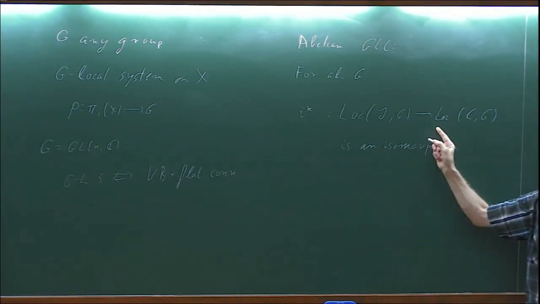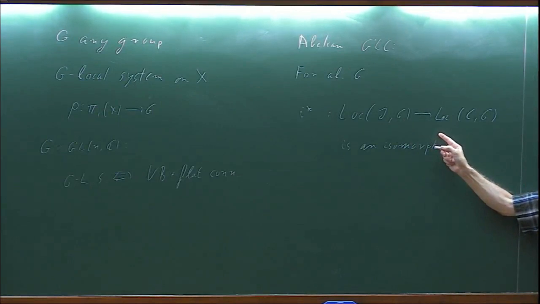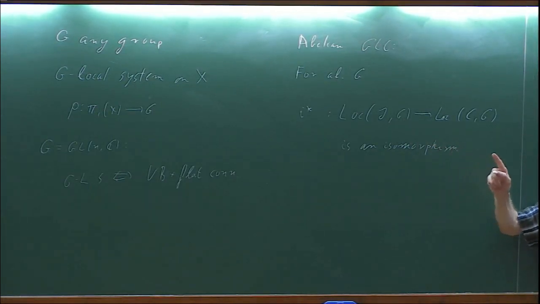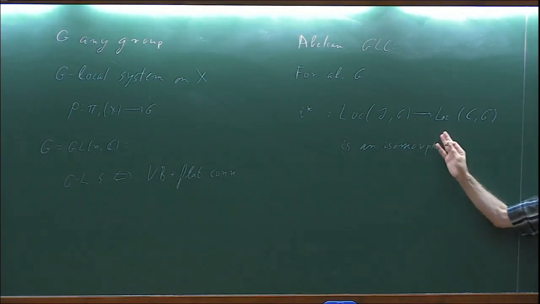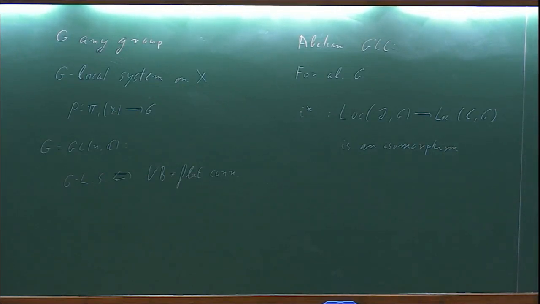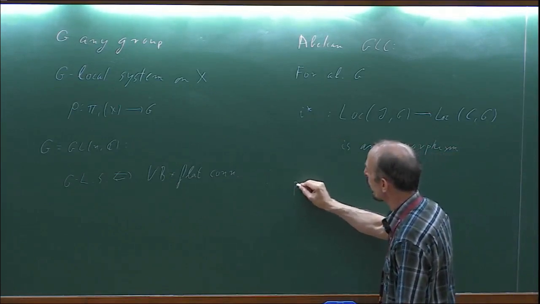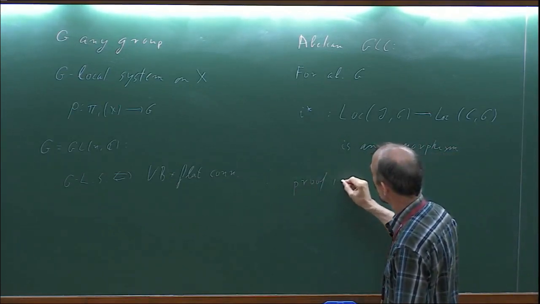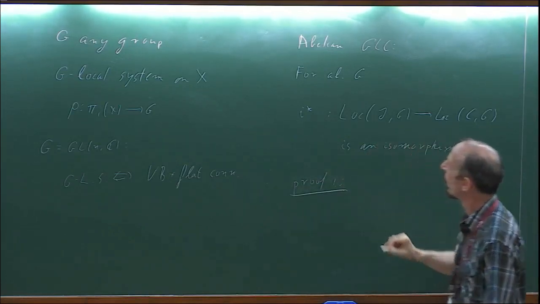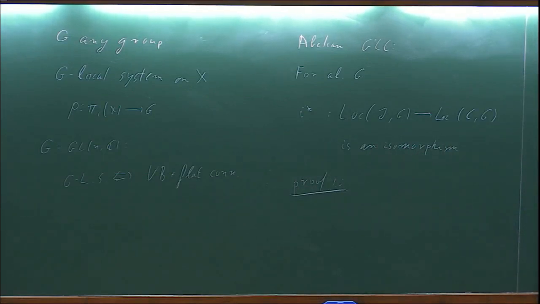So at the moment, I'm thinking of these just as sets, but you can make them into, well, in the abelian case, these are actually manifolds. So they're as nice as possible, and these are isomorphisms of manifolds. Okay, let's prove something. Let's prove it twice. First proof.